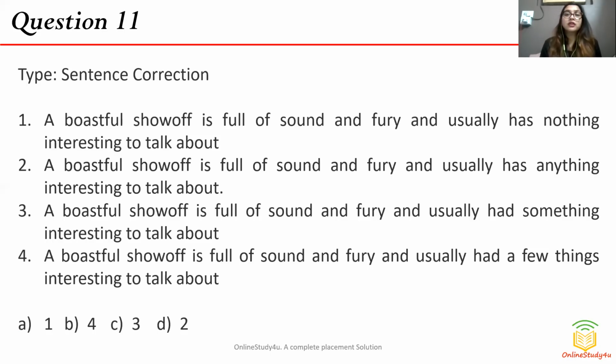Now, if you look at second option, and usually has anything interesting to talk about, that doesn't make sense. Had something interesting to talk about, had a few things interesting to talk about. So your best fit out here is first one, which is a boastful show-off is full of sound and fury and usually has nothing interesting to talk about. They just have nothing to offer in general. So your correct answer option is 1, and that pertains to answer option A.